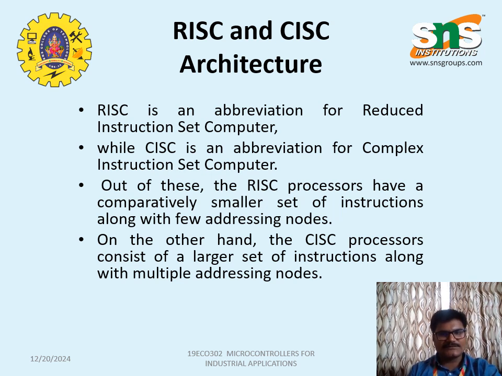RISC stands for Reduced Instruction Set Computer, while CISC stands for Complex Instruction Set Computer. As the names suggest, these architectures differ primarily in the size and complexity of the instruction set. RISC processors focus on simplicity, offering a smaller set of instructions with fewer addressing modes. On the other hand, CISC processors are designed to perform complex tasks with a larger set of instructions and multiple addressing modes. Let's delve deeper into each architecture to understand their goals and features.